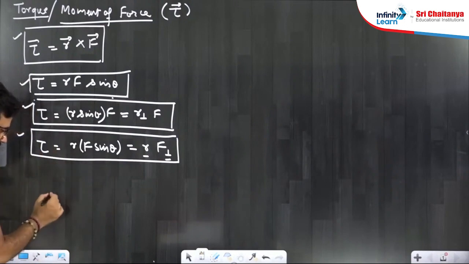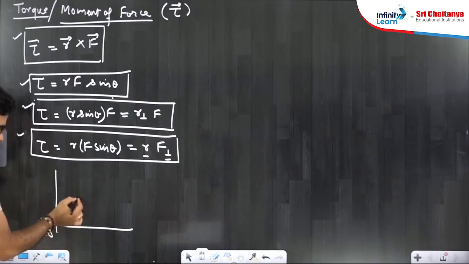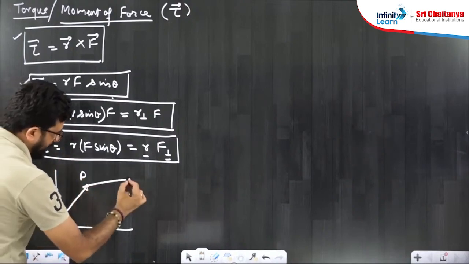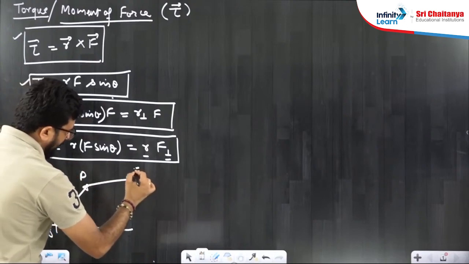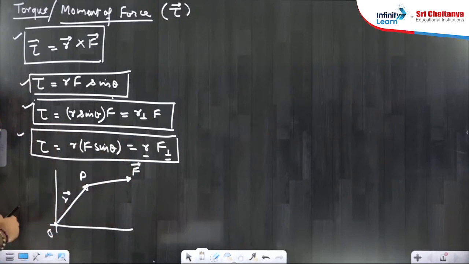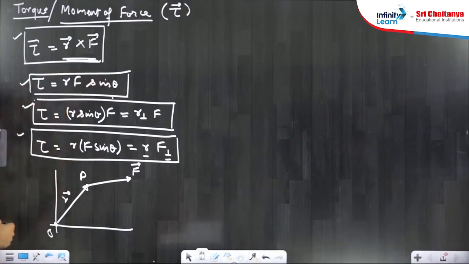Now try to understand. Suppose there is one point, I am taking this as O. From this O at r position, this point is P. At this position, suppose this force is acting here, and this is the r vector and this is the force vector. So we want to calculate what is the torque about O. That is our intention. So what is the meaning of torque about O? For that we have to understand this cross product part.